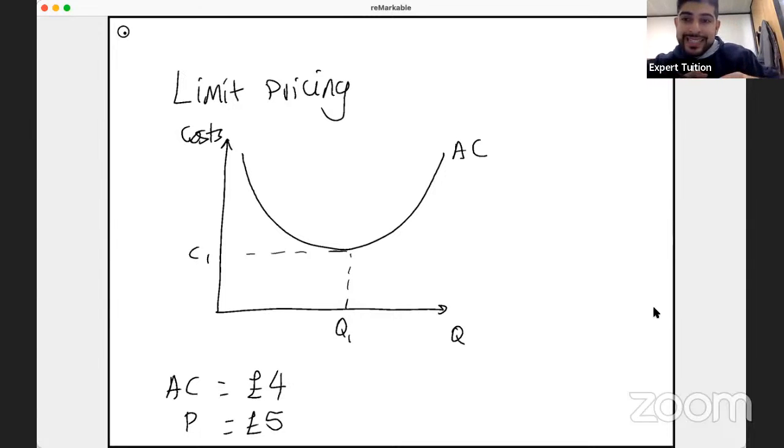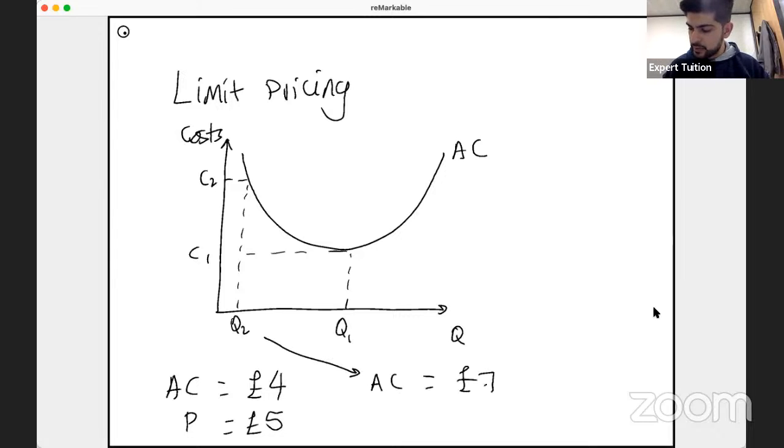A new firm wanting to enter the market, that new firm, their output level will be far lower. Let's say it'll be over here, Q2, whereby their average cost will be way higher than Tesco's at C2. So let's say their average cost is £7. Do you agree that that firm, if they tried to charge the same price that Tesco are charging, £5, they'd be making a loss on every single unit of output they produce?